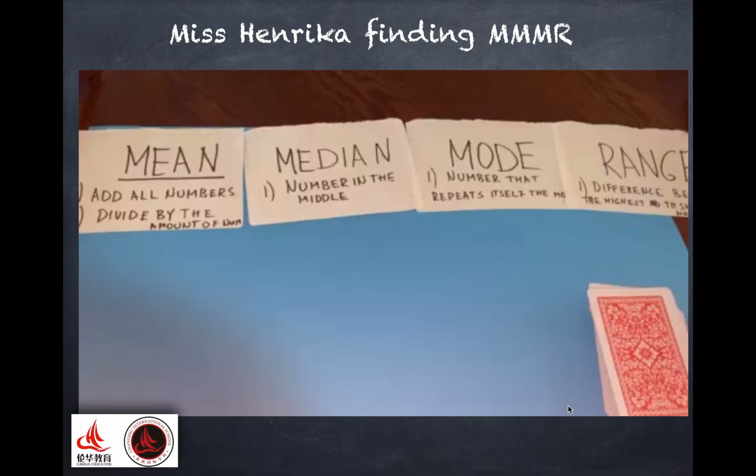So this is the activity you can try at home. Now this is me trying that activity. So Miss Enrica finding MMMR. As you can see, this is the shortening of all of these words. Now let's see. So you can try this at home. You need a deck of cards and you can just follow me.